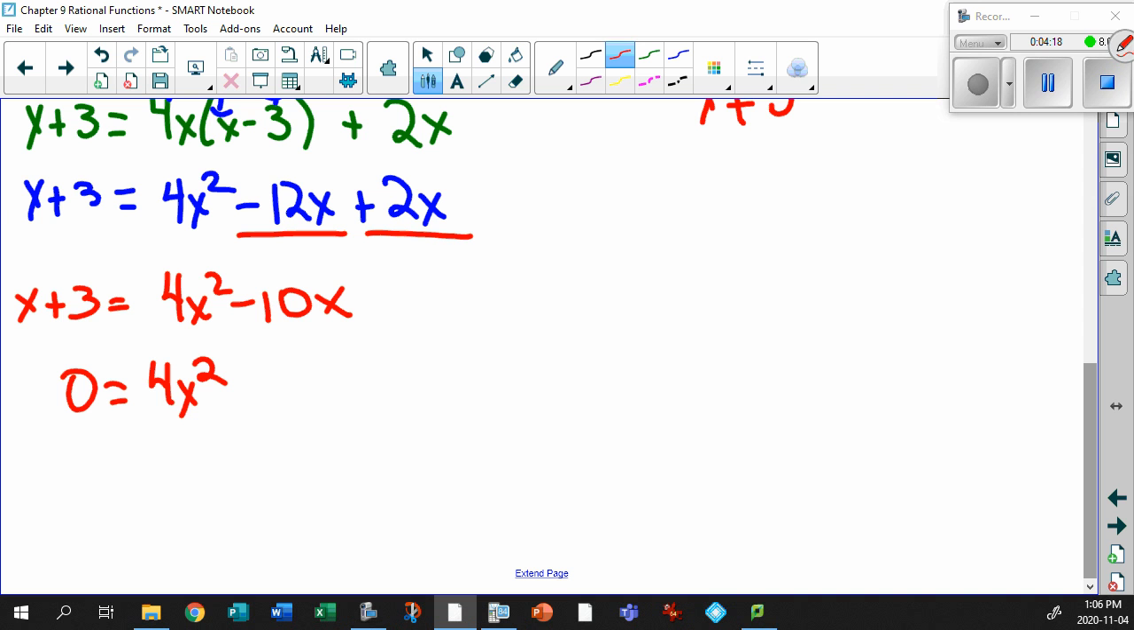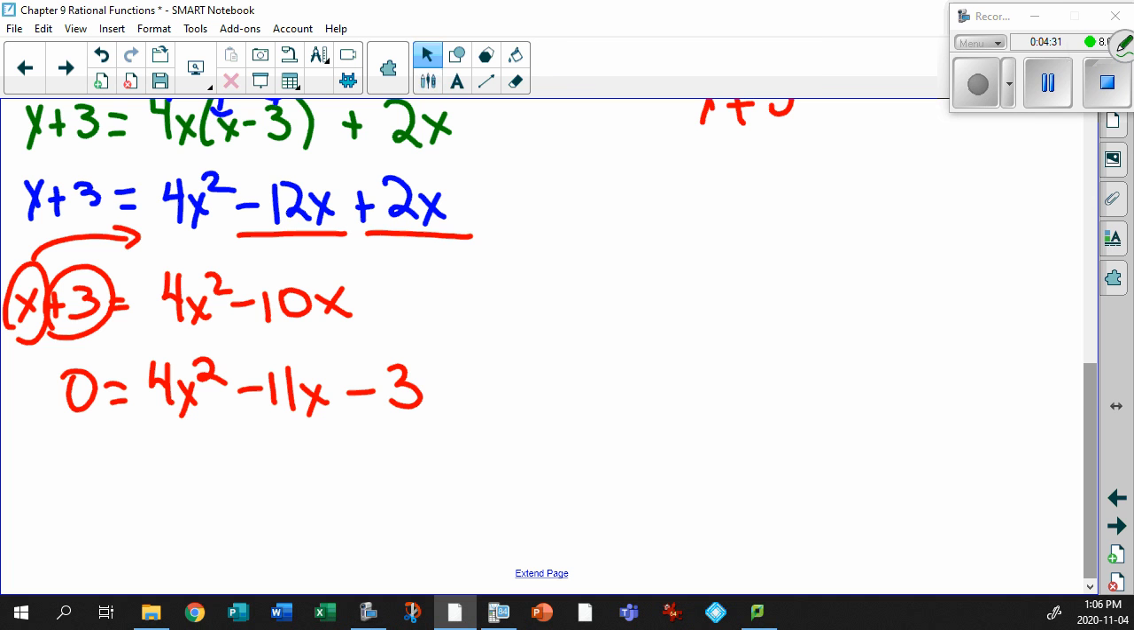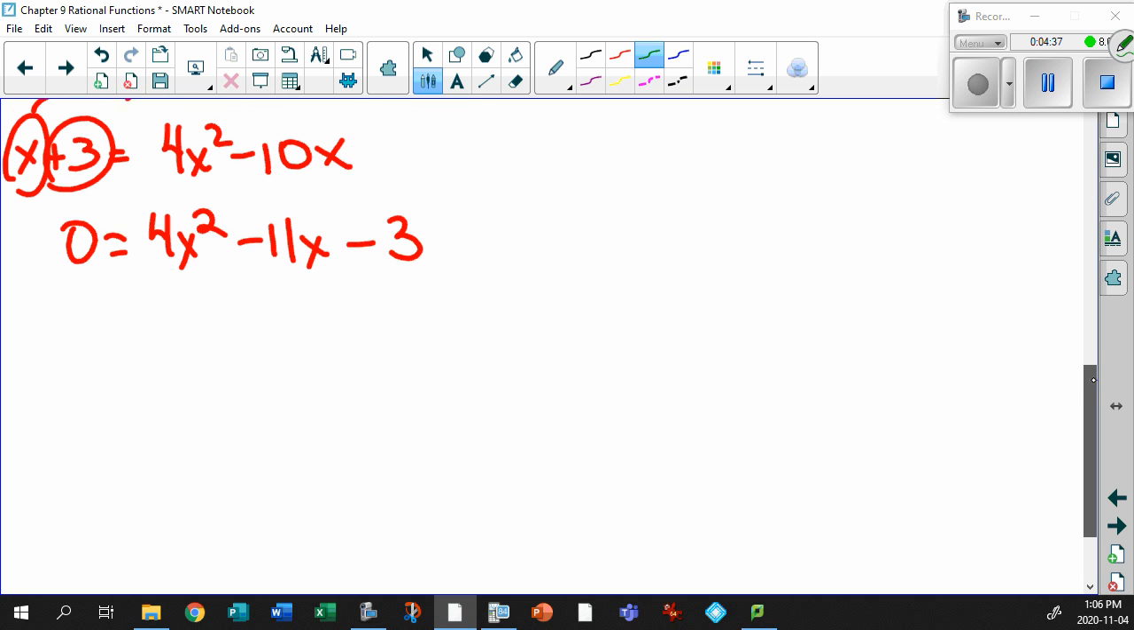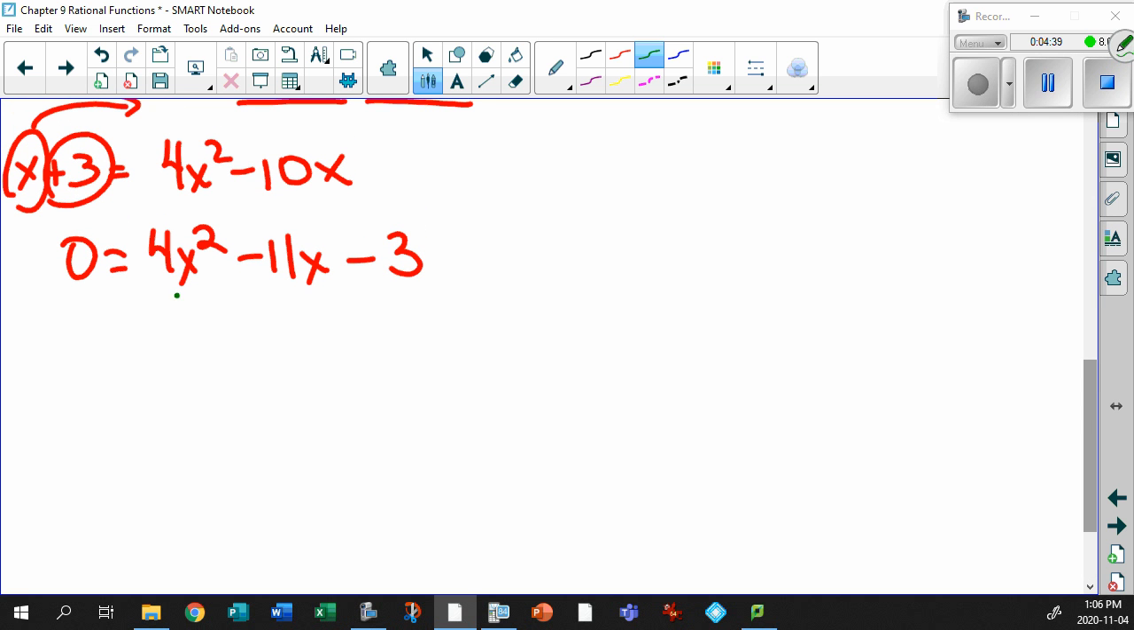Oh, minus 10x minus x is going to give me minus 11x. Let's bring this x over to the other side. And of course, there's our wonderful 3. There's our minus 3. This becomes a PSA2. PSA2s are really easy because what you do, all right, PSA2 means you take the front guy and the back guy, you multiply them together.